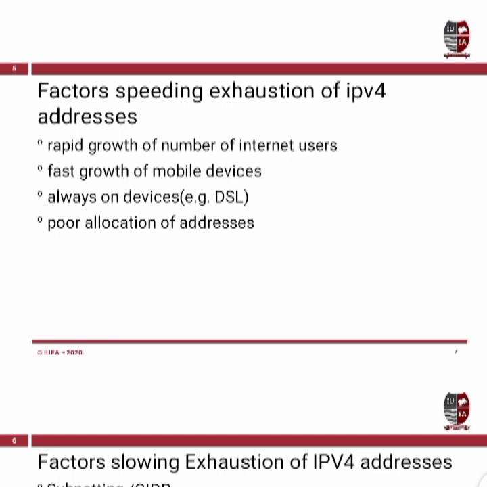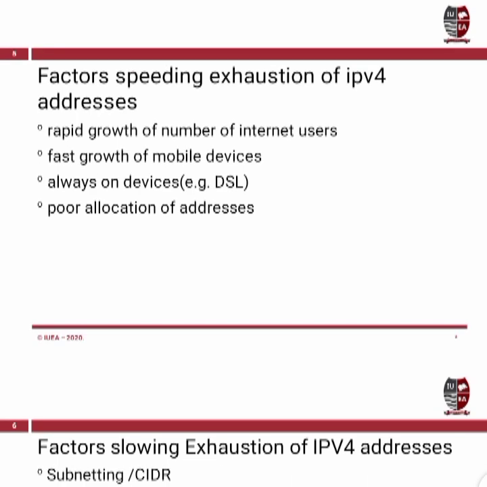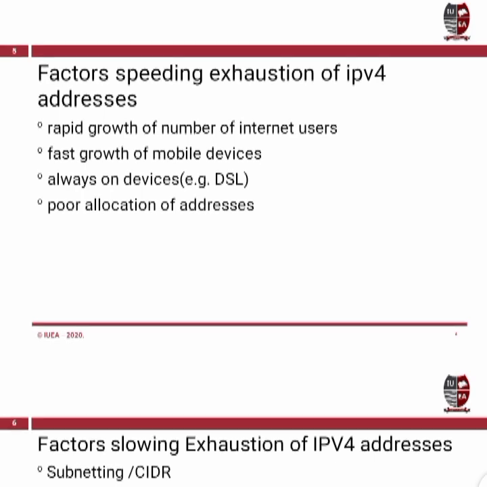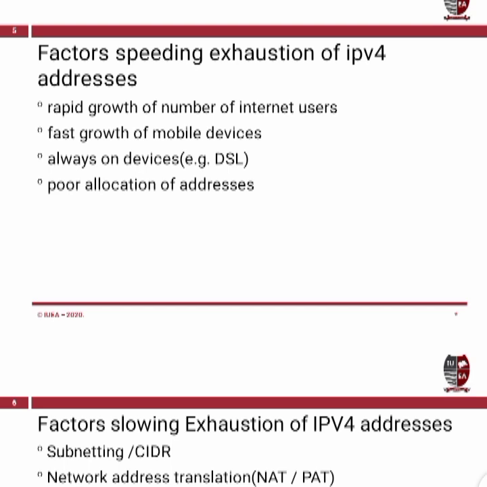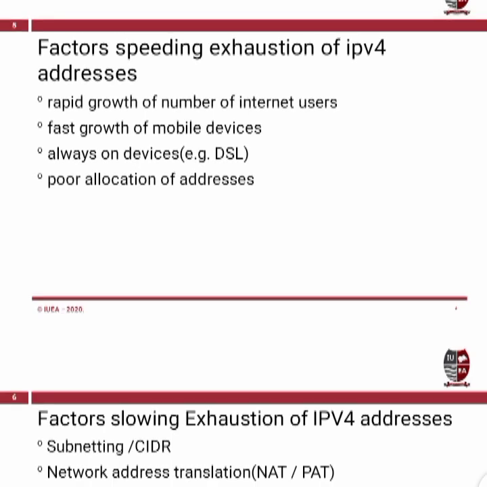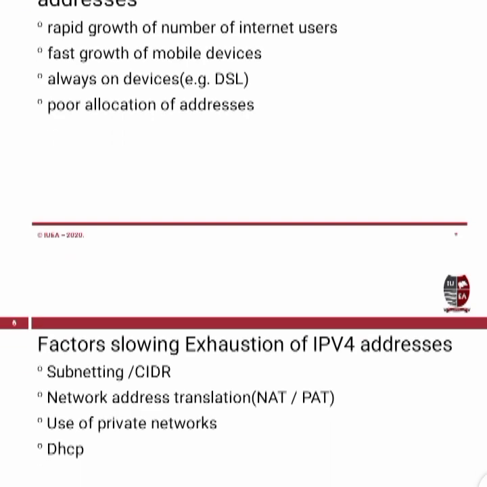Factors spurring exhaustion of IP version 4 addresses: rapid growth of the number of internet users, fast growth of mobile devices, always-on devices, for example DSL, and full allocation of addresses.